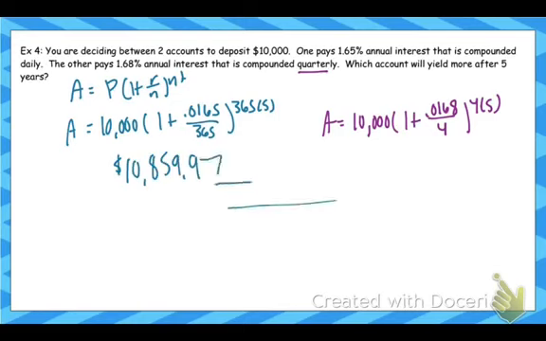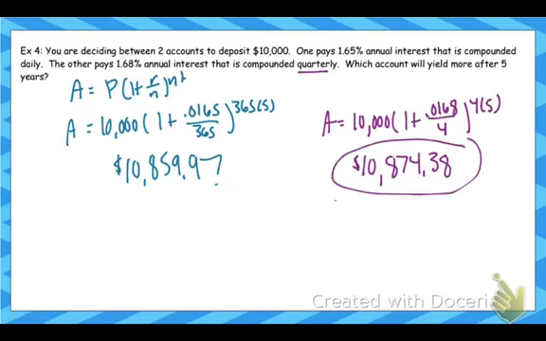So if I plug in that first equation, I'm going to end up with $10,859.97. And if I plug in those numbers from that second equation, that's going to give me $10,874.38. So even though the second account was compounded less frequently, that higher interest rate made a bigger difference. So again, anytime you're making a financial decision, you got to consider the whole picture. You got to look at interest rate, you got to look at compounding. There's a lot of different pictures for you guys to look at.